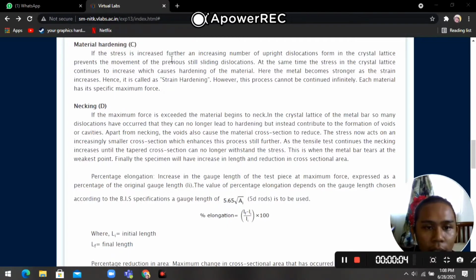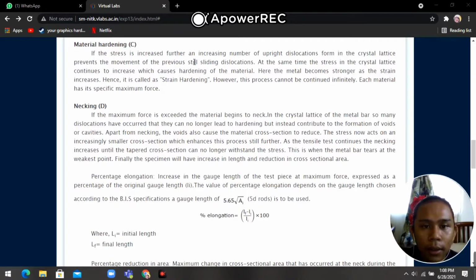If the stress is increased further, an increased number of upright dislocations in the crystal lattice prevent the movement of the previously sliding dislocations. At the same time, the stresses in the crystal lattice continue to increase, which causes hardening of the material. Here, the metal becomes stronger as the strain increases. Hence, it is called strain hardening.